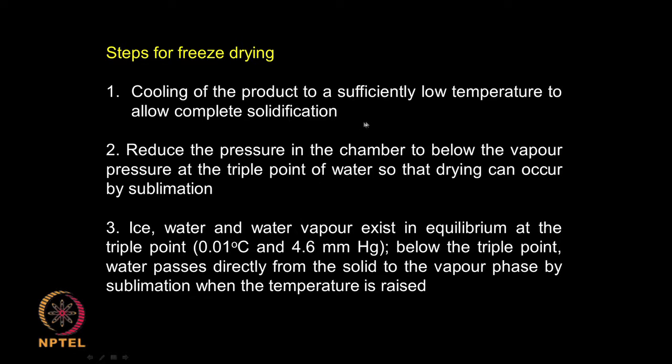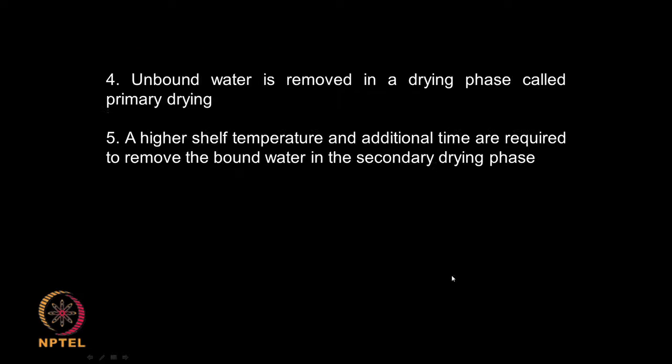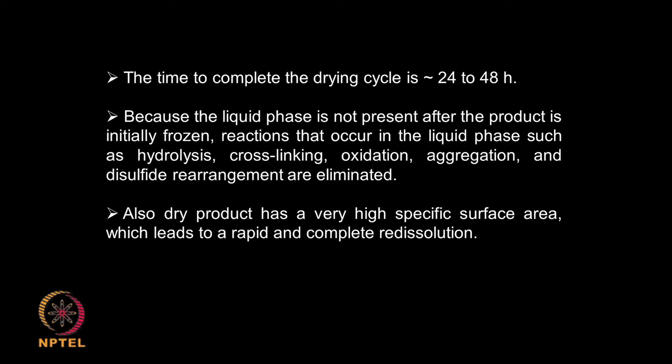Okay. So, cool the product to a sufficiently low temperature to solidify it, reduce the pressure in the chamber to below the vapor pressure of the triple point, and then increase the temperature so that it passes directly from solid to vapor. That is what it is, right. So, unbound water is removed in a drying phase called primary drying, and then higher shelf temperature and additional time are required to remove the bound water in the secondary drying. So, you have primary drying, unbound water, secondary drying where the bound water is removed. Okay. Generally it takes a long time, almost 48 hours for performing lyophilization.